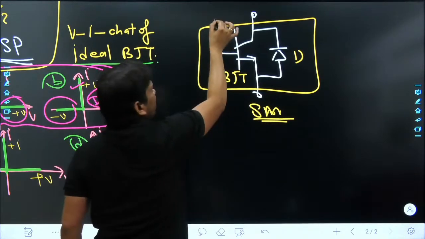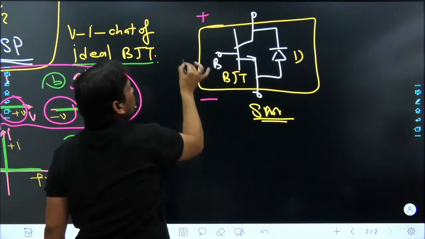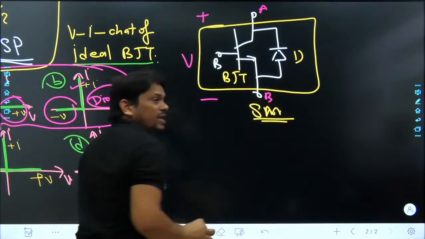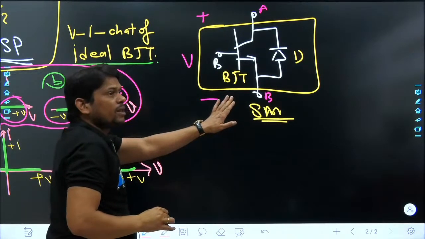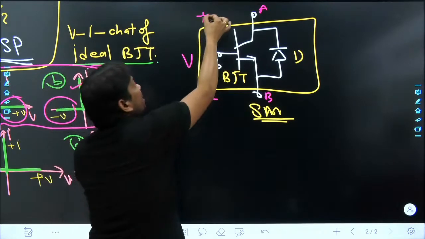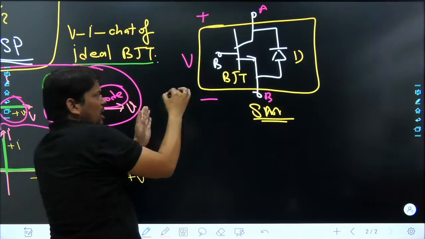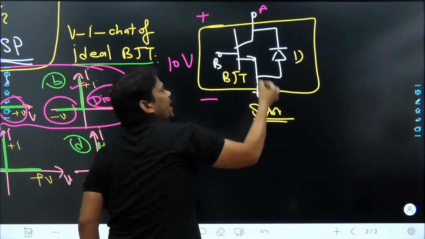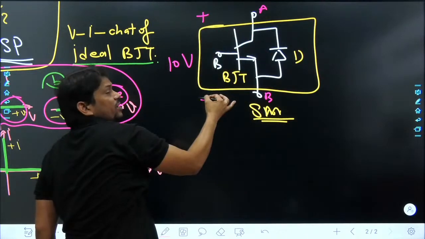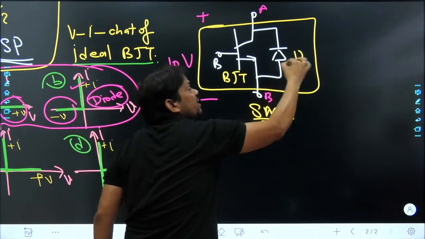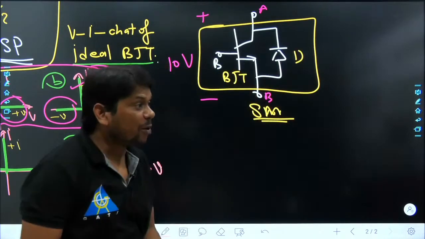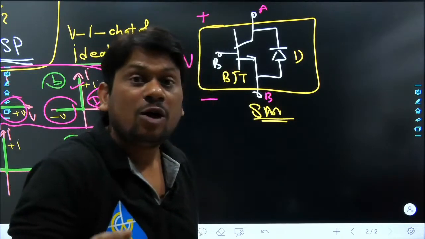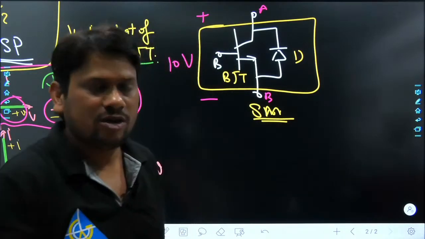Let us assume there is some voltage V applied across terminals A and B. Everyone, listen to me carefully. Numerically, let us assume the positive voltage is here and negative there, and it is 10 volts between A and B. Can you tell me whether the diode can turn on or not? Think properly, because we want to learn. That's why I need responses from your side at every moment.